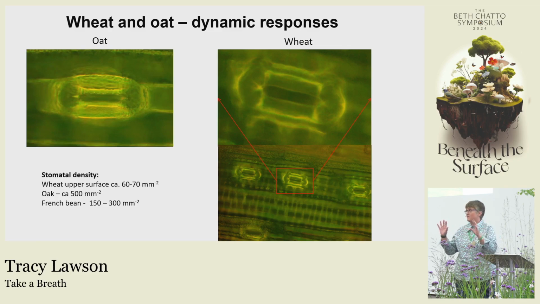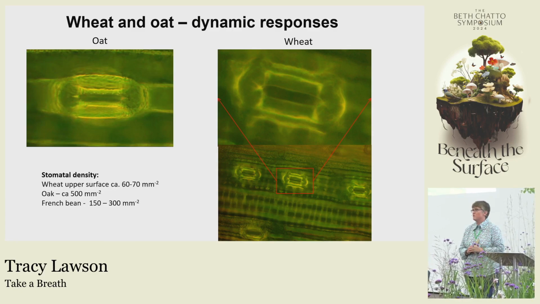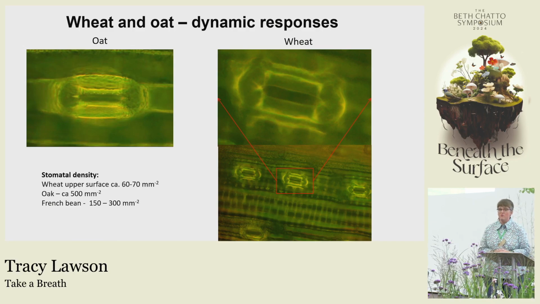They're packed full of them when you get a picture of oak. French bean, somewhere between 150 and 300 per millimeter squared. Depends on the plant, and it also depends on the environment. The environment will trigger these changes in the number of them.